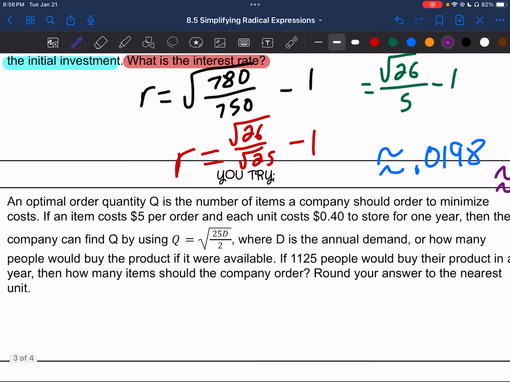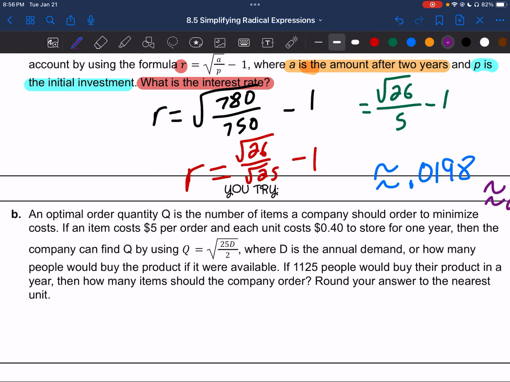All right, so letter B. We've got the optimal order quantity Q is the number of items a company should order to minimize costs. If an item costs $5 per order and each unit costs 40 cents to store for 1 year, then the company can find Q by using Q equals the square root of 25D over 2, where D is the annual demand, or how many people would buy the product if it were available. If 1,125 people would want to buy their product in a year, how many items should the company order? Okay, round your answer to the nearest unit.